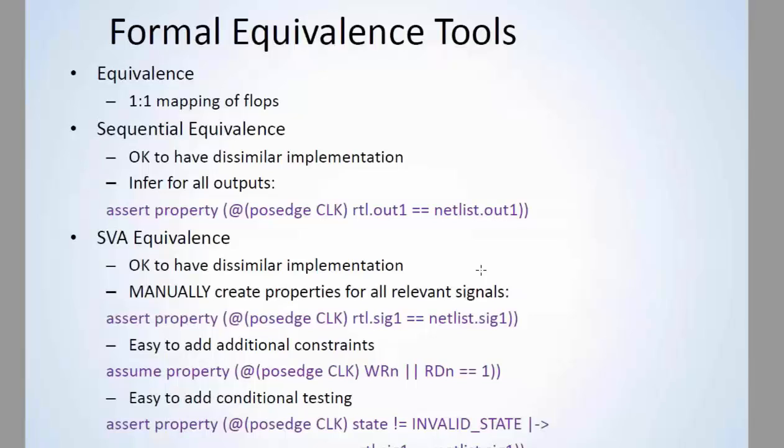An advantage of using this method is that it's easy, using SystemVerilog assertions, to add additional constraints, meaning environment constraints, that you know you're never going to get a write strobe and a read strobe at the same time, or to do conditional testing. Let's say the way you've implemented your newer design, you don't deal with invalid states because it's more efficient. But the tool will find that in the case of invalid states, you mismatch. So you can tell it, I know I'm never going to an invalid state. Maybe you're going to check that separately. And when it performs this equivalence testing, don't bother checking for invalid states.